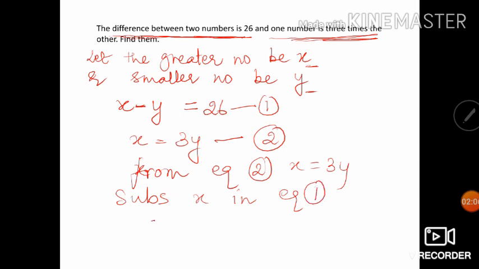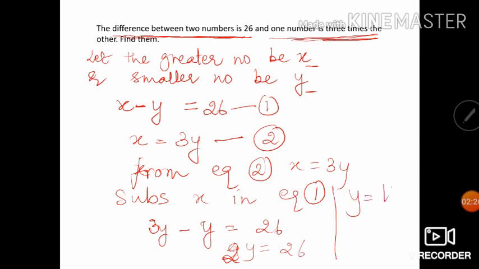So x takes the value 3y minus y equal to 26. On solving, 2y is equal to 26 or y is equal to 13. Now substitute this value of y in x. So x is equal to 3 times 13, which is 39. Read the next question.